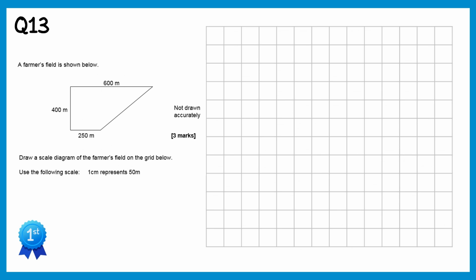For this question, it says 1 centimetre represents 50 metres. This means if we take any of the lengths, like the 600, and divide it by 50, we'll find out what it should be in centimetres. 600 divided by 50 is 12. If we do the same with the others, so 400 divided by 50 gives you 8 centimetres, and 250 divided by 50 gives you 5 centimetres.